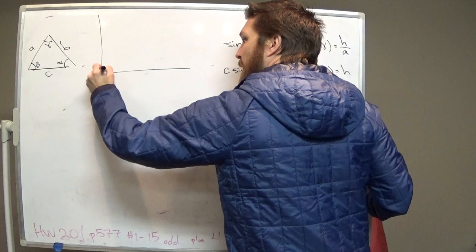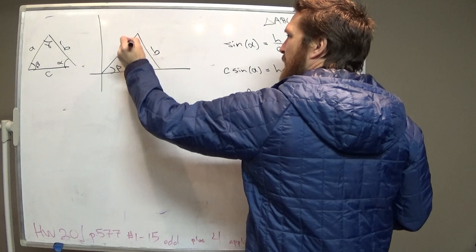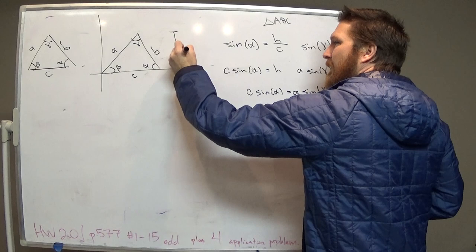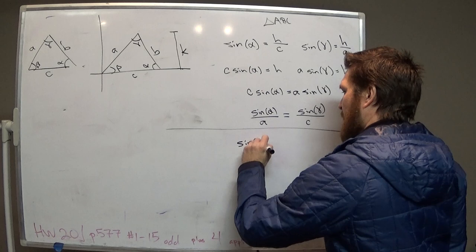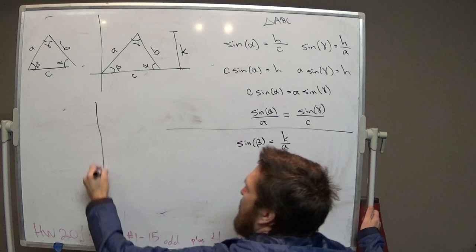Now I'm going to put beta in this. This is called the standard position. I'm going to put beta in standard position, putting B here, gamma here is C here, alpha here means A here. And now, whatever this height is, it may not be H. Let's give it a new name. How about K? Okay. Now, what is sine beta? Sine beta is equal to K over A. Now, I'm going to do the same trick where I flip this around.